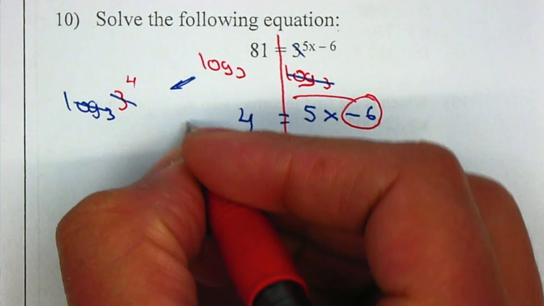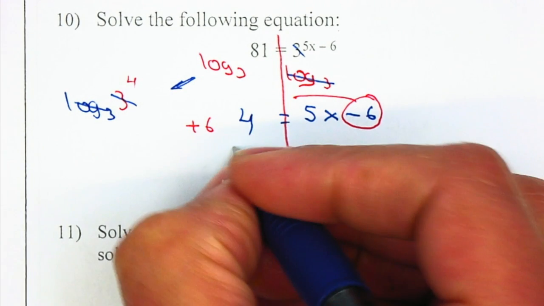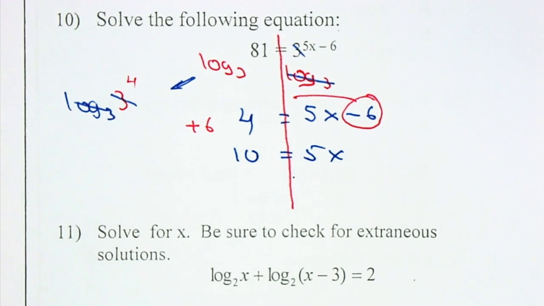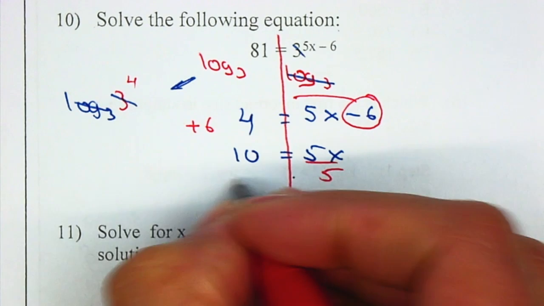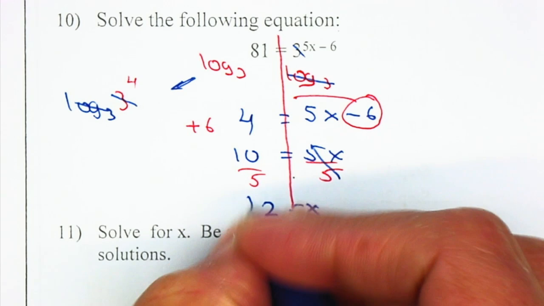Move my negative 6 to the left. You can say positive 6. That's a 10 is equal to 5x. Then divide by 5 on both sides. That will cancel out. x is equal to positive 2.